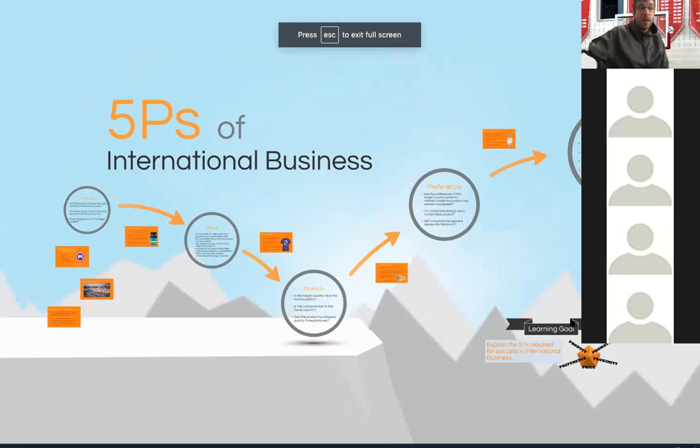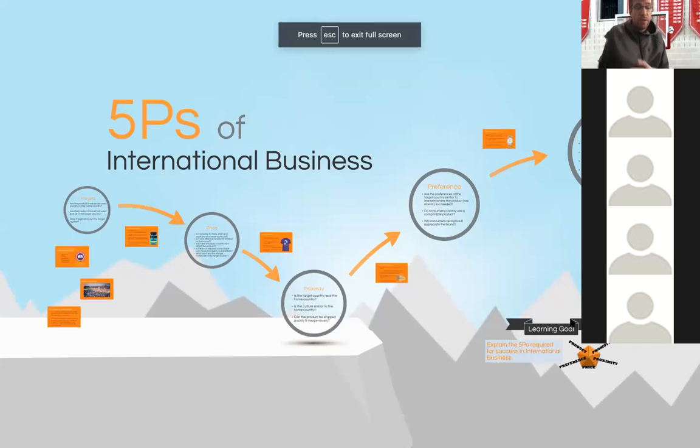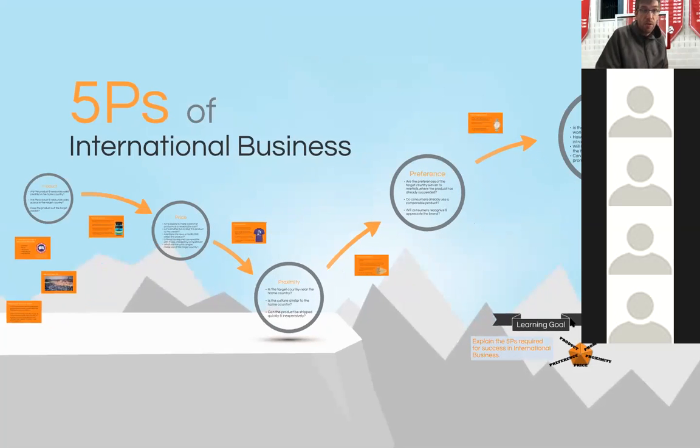If you go back to our marketing classes, we talked about the 4 Ps, and for international business, we're just going to add a 5th one called proximity. Just be aware that it's going to be slightly different than if you're doing it in a local domestic country.